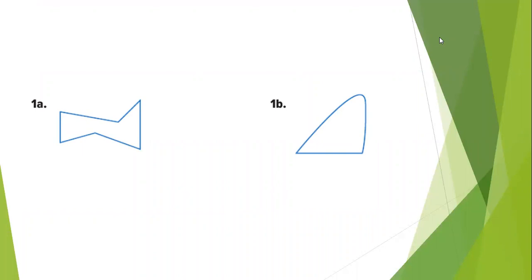The first shape here is a polygon because it contains six line segments, no curves, and no overlap, and it's closed. So it's a hexagon. But the second one doesn't represent a polygon because it contains a curve.